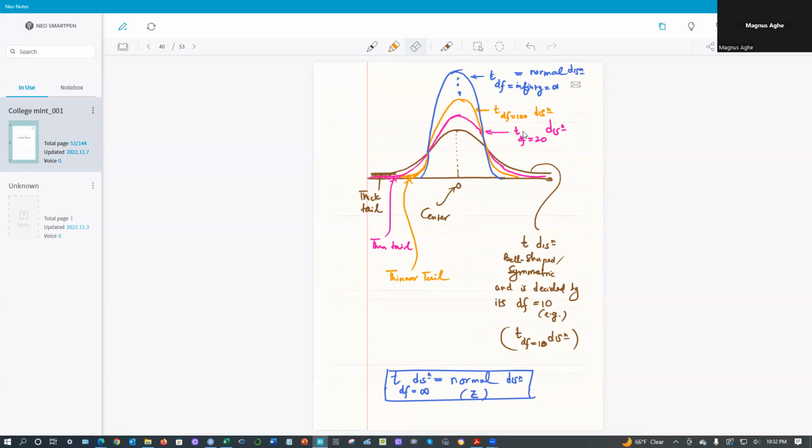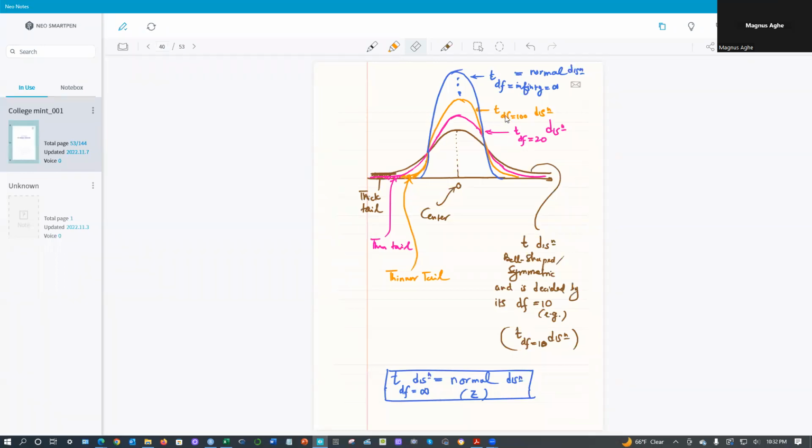You're going to increase that one. It has to be characterized by the degrees of freedom. So say 20. It's getting a higher peak, but a thinner tail. See? The tail becomes thinner and thinner while the peak gets higher.